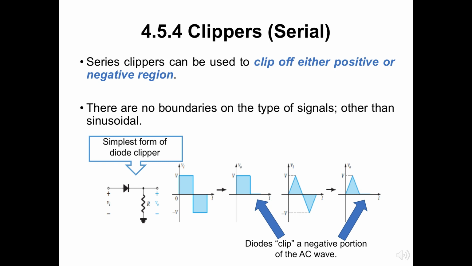The response of the series configuration of second most left figure to a variety of alternating waveforms is provided in the three most right figures. Although first introduced as a half-wave rectifier, for sinusoidal waveforms, there are no boundaries on the type of signals that can be applied to a clipper.